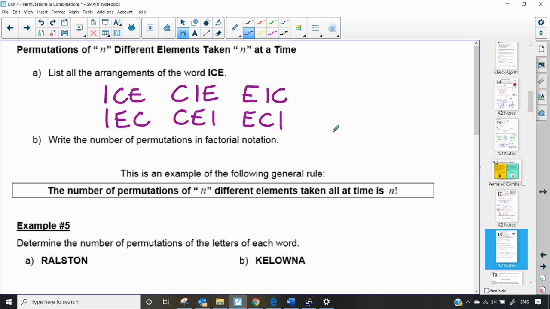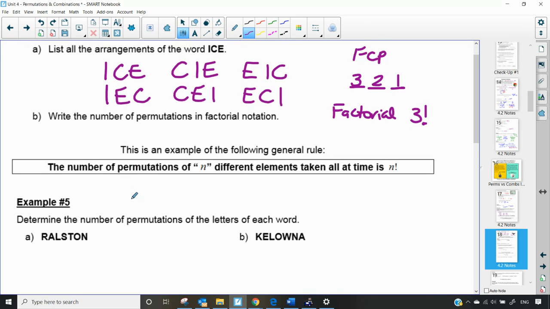Now, a way I can look at that is using the fundamental counting principle. If I want to use the fundamental counting principle, I'd say, well, there's 3 letters. I have 3 choices, 2 choices, and 1 choice. If I want to write this out using factorial notation, I can just write it as 3 factorial. So it says the number of permutations of n different elements taken all at a time is n factorial. So if I have 3 elements and I'm arranging all 3 of them, or I have 10 elements and I'm arranging all 10 of them, I can use factorial notation.